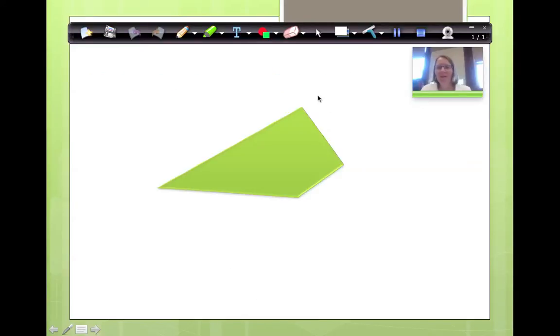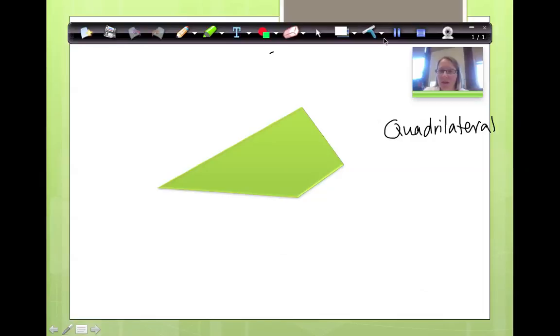Now you have a shape here. I'm kind of excited I was able to draw this with my computer. We need to list all the attributes that we see on this shape. So let's start with the number of sides. How many sides does it have? 1, 2, 3, 4. If it's a 4-sided polygon, it would be a quadrilateral. Okay, so it's got 4 sides.